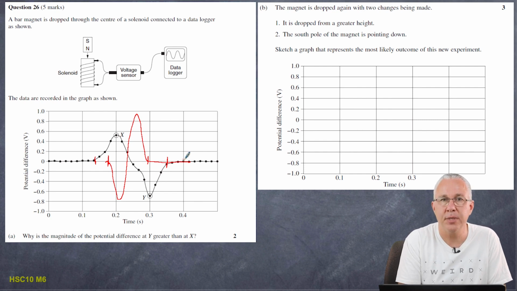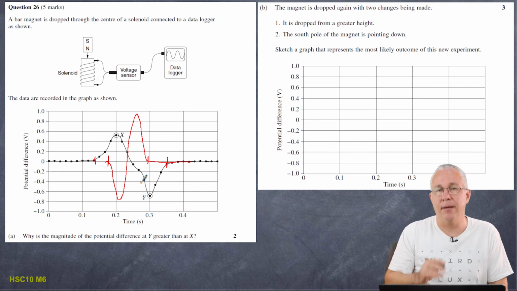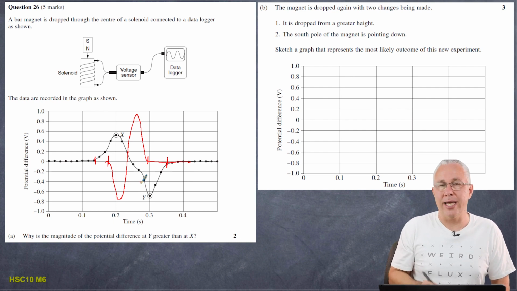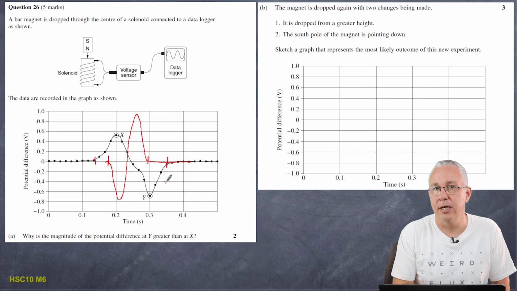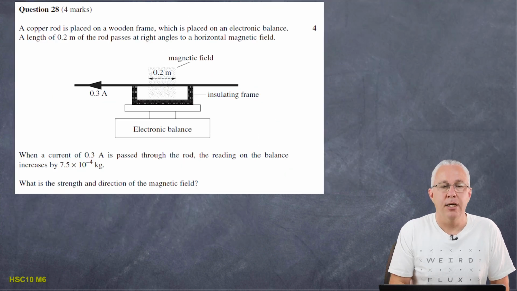What we're looking for is a shorter difference between the whole path. We're looking at a flipping of the polarity, and we're looking at higher peaks because of the greater rate of change of flux.